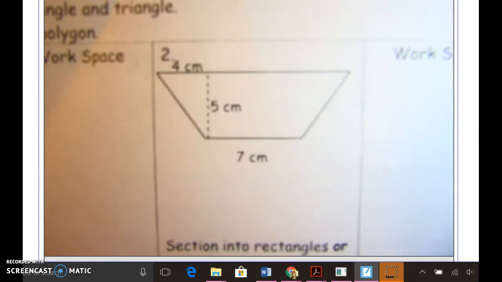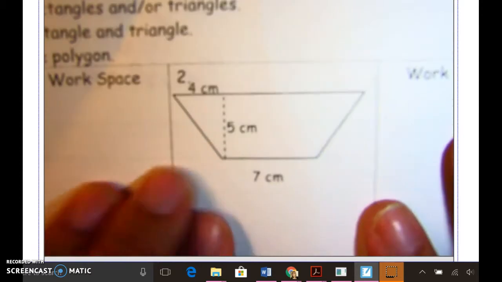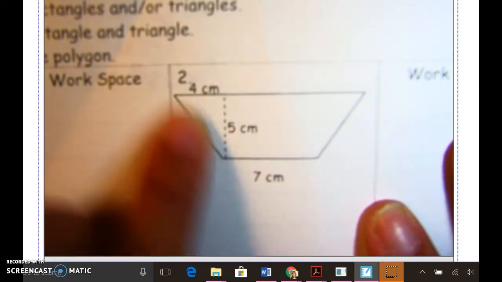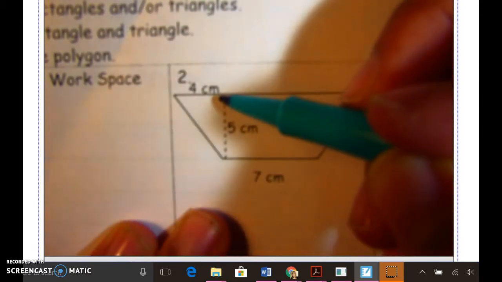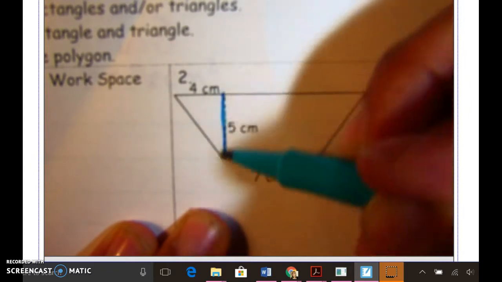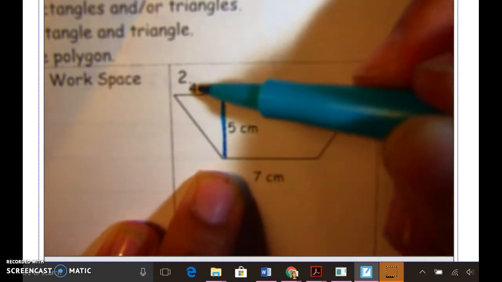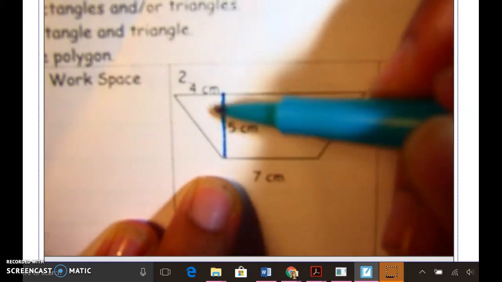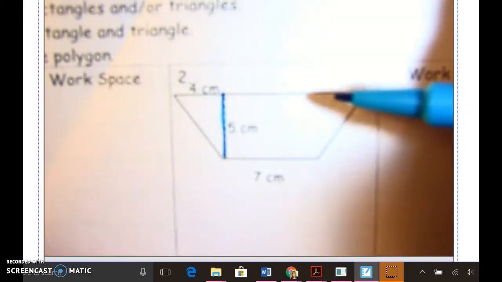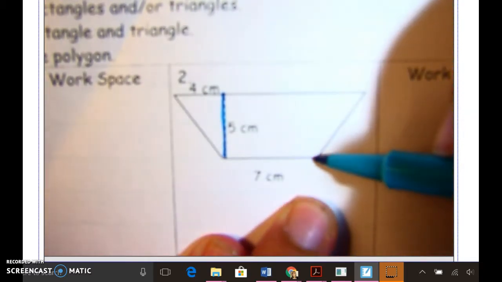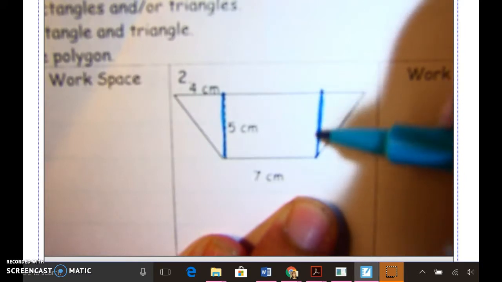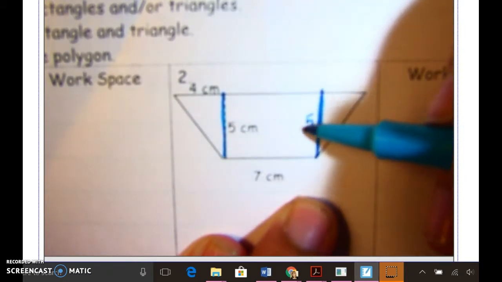Let's see how we can break up number 2. Hopefully you see there are some triangle-like shapes here. It looks like they already kind of have a line, so let's just fill that in. So this is going to be a base of 4, height of 5, and then let's make the same kind of triangle here. So just connect those. Well, what's this going to be? This is going to be 5.